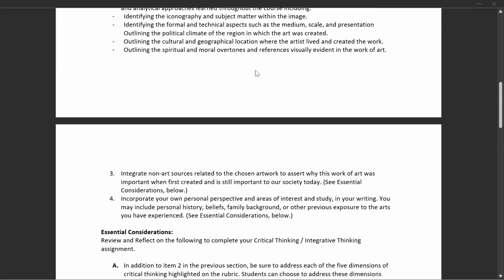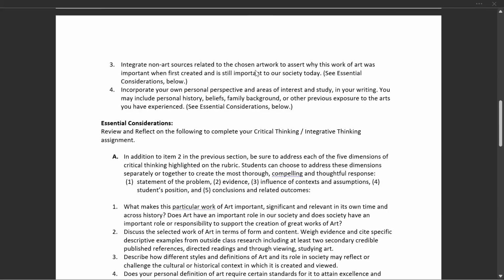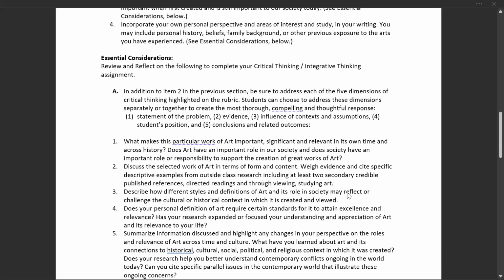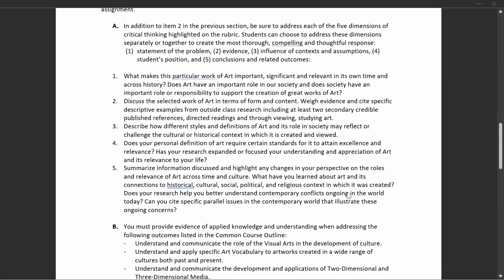Okay, let me just scroll down and see if I've missed anything else. The idea is the framework is that you state a problem, you provide evidence, you talk about the influence of context and assumptions, your position, and then conclusions. And then again, here's another list of things that you need to talk about. So think about combining these lists. You don't have to do them in order if you don't want to, but do try to make it easy for your lowly reader, which is me, to make sure that you've covered everything. And you also want to make sure you've covered everything.